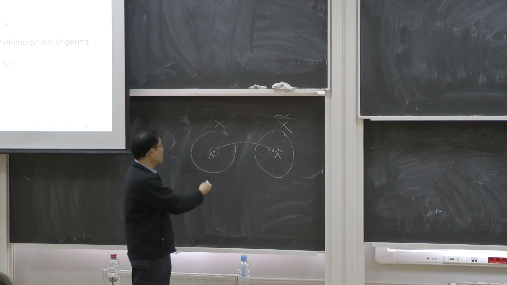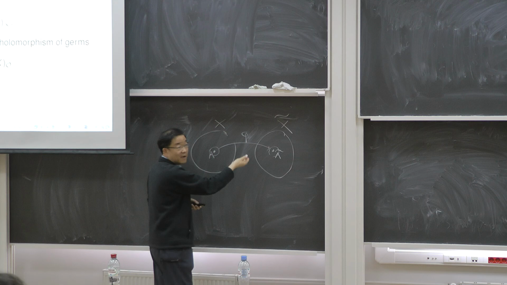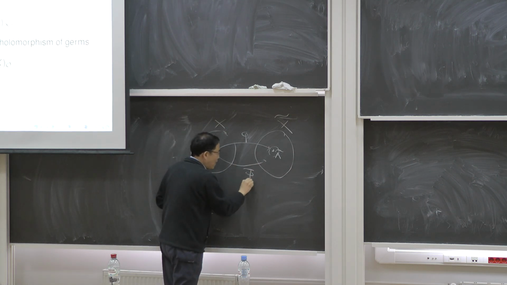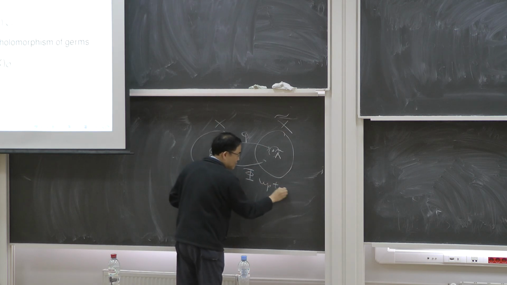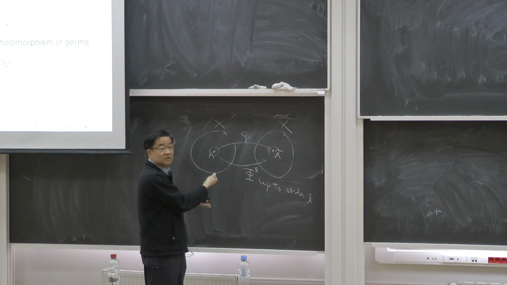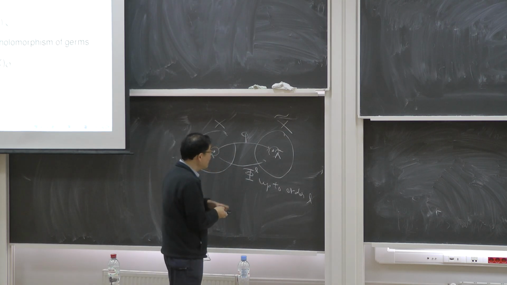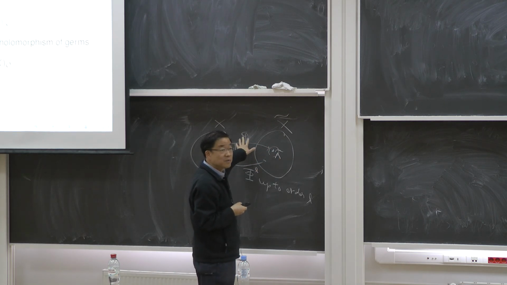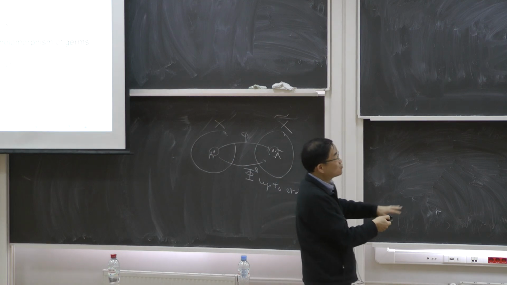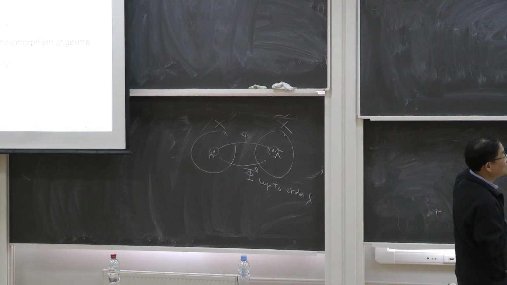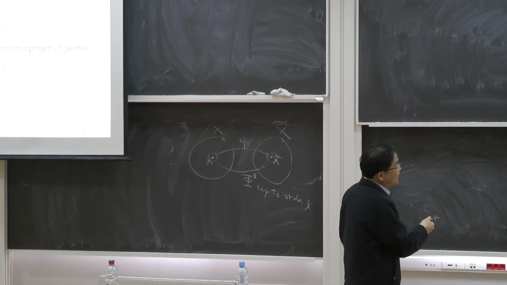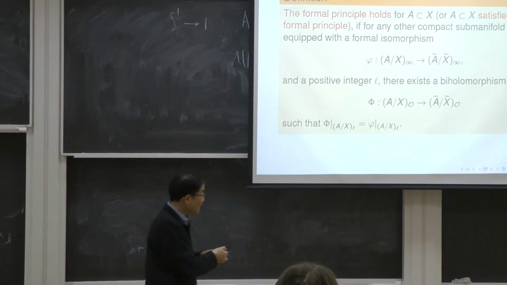So what we ask is, suppose you are given a formal isomorphism phi, whether you can approximate it up to order L. So this depends on L. Whether you can find a convergent isomorphism which agrees with the given formal isomorphism up to order L. That is the natural condition, because asking for convergence is too strong. It's usually not true. So this is an approximation theorem.